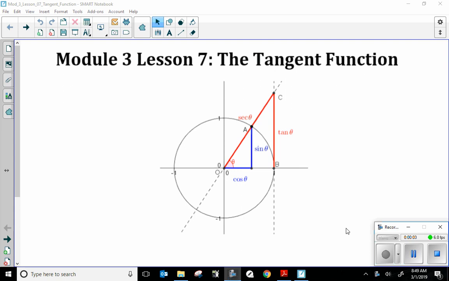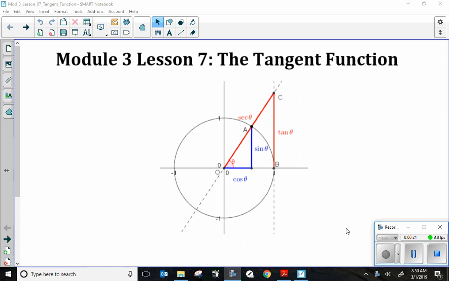Welcome back. Unit 3, Lesson 7. We are in the middle of a trigonometry unit. We have discussed angles, reference angles, coterminal angles. We've calculated or converted radians to degrees and degrees to radian measure.